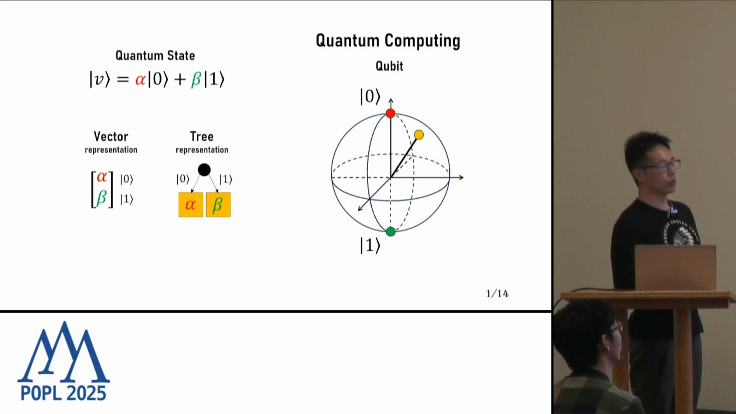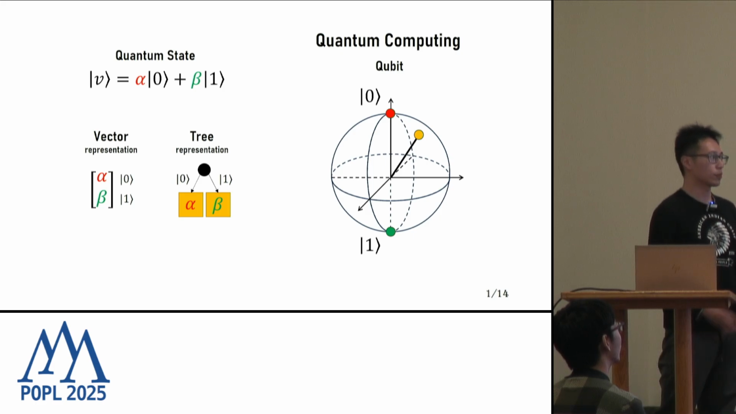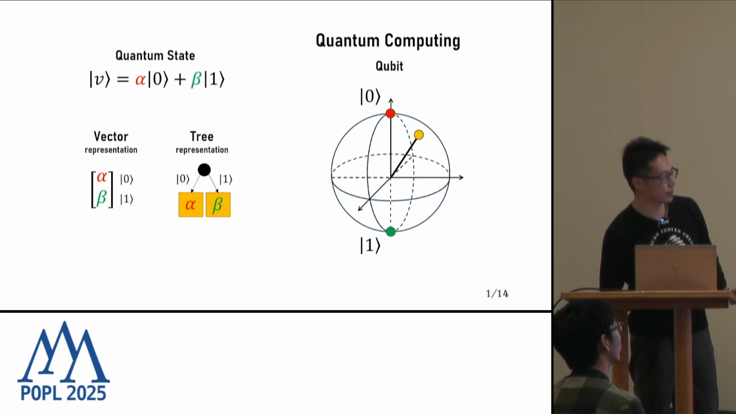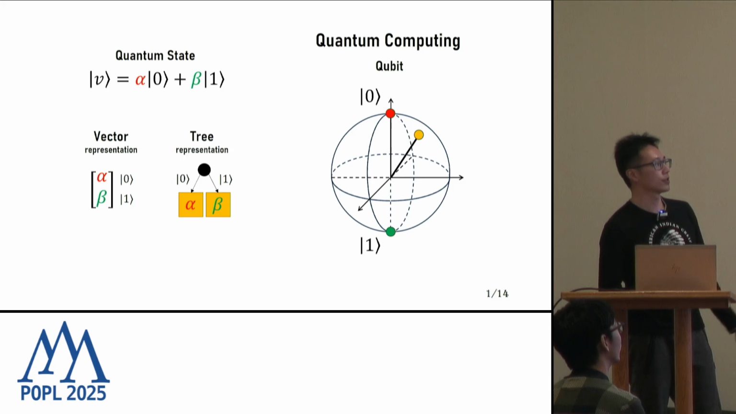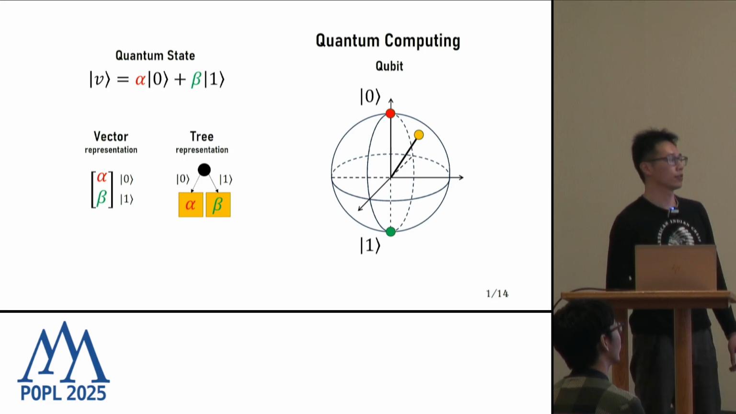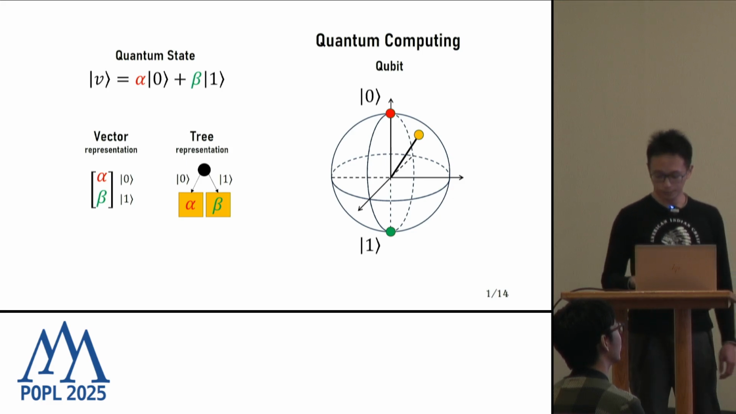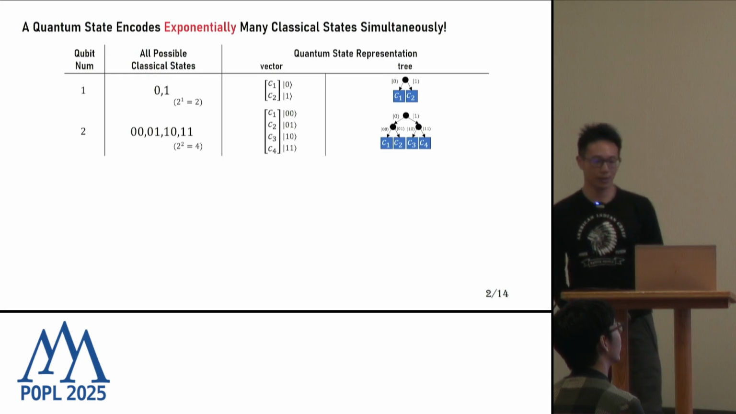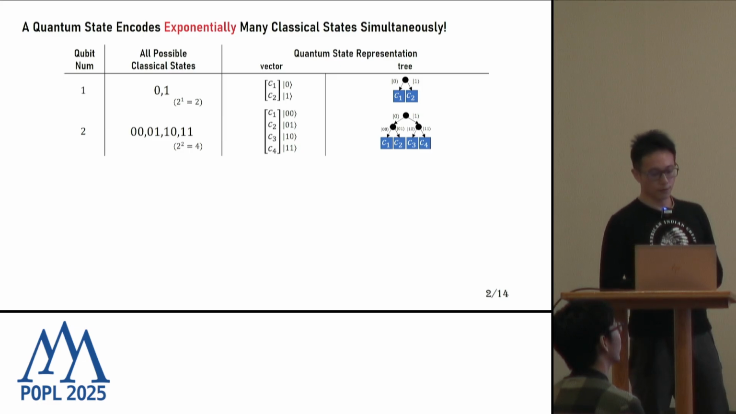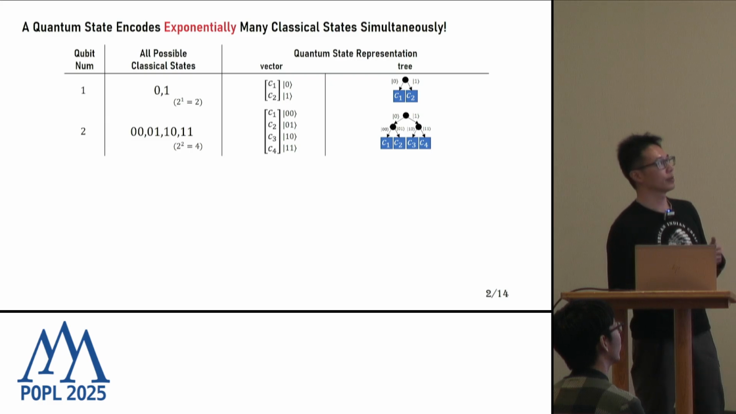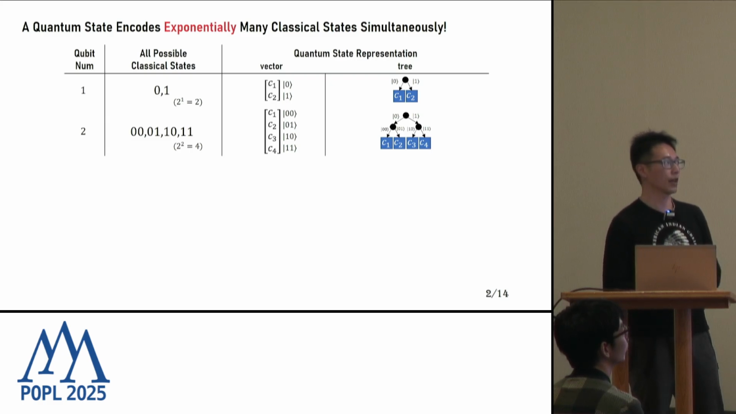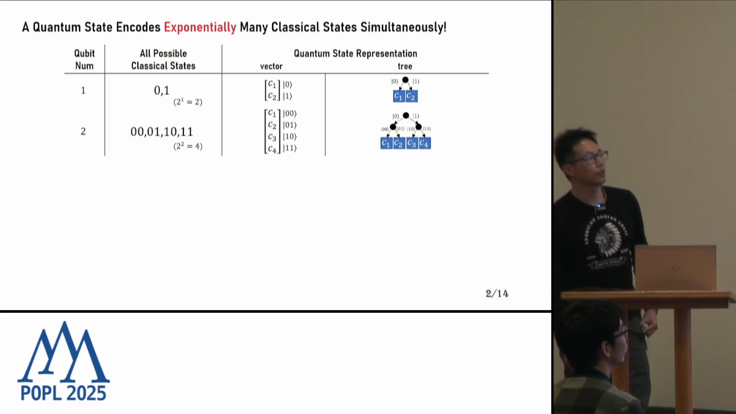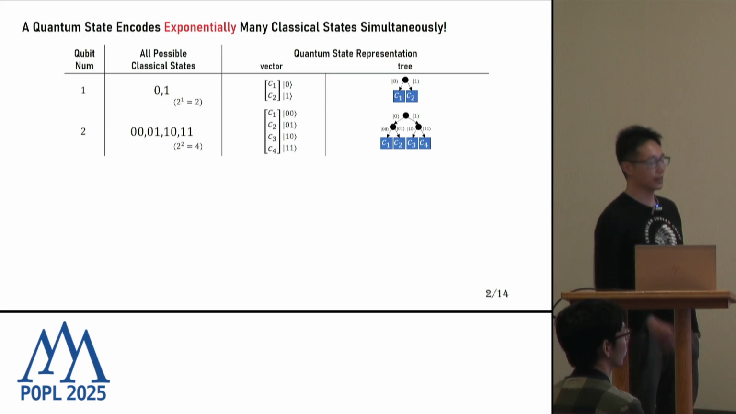For the vector representation, a quantum state is expressed by a column vector. And for the tree representation, as you can see, the left node corresponds to the state 0, and the right node corresponds to the state 1. Now, if there are two qubits in your system, there will be 4 possible classical states, and a quantum state can be all 4 of them at the same time. As you can see, the length of the vector doubles, and you need an additional level for the tree representation.